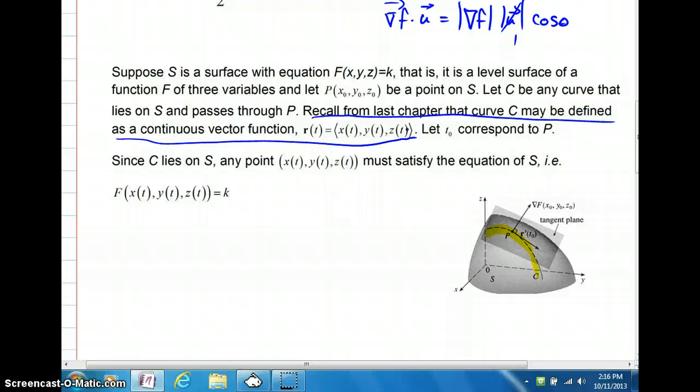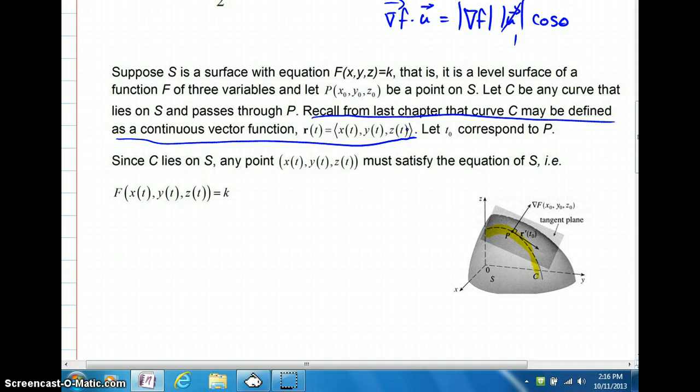So here's what we're saying. Since C lies on that curve, since the curve lies on that surface, I should say, this vector-defined curve must satisfy the equation of S. So every point on C, which I've highlighted, would make our level curve equation true. So, how about I just plug in the coordinates via the vector function? I could say x of t, y of t, z of t, plug that into our function. And that would have to be true.